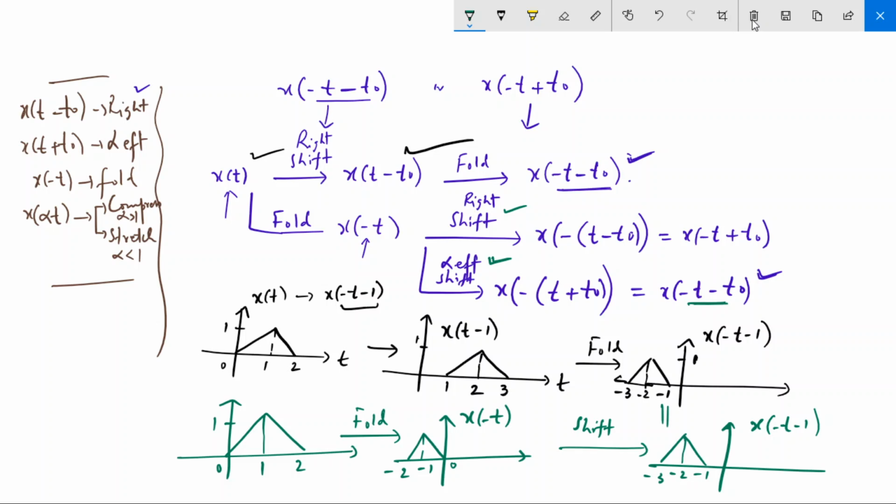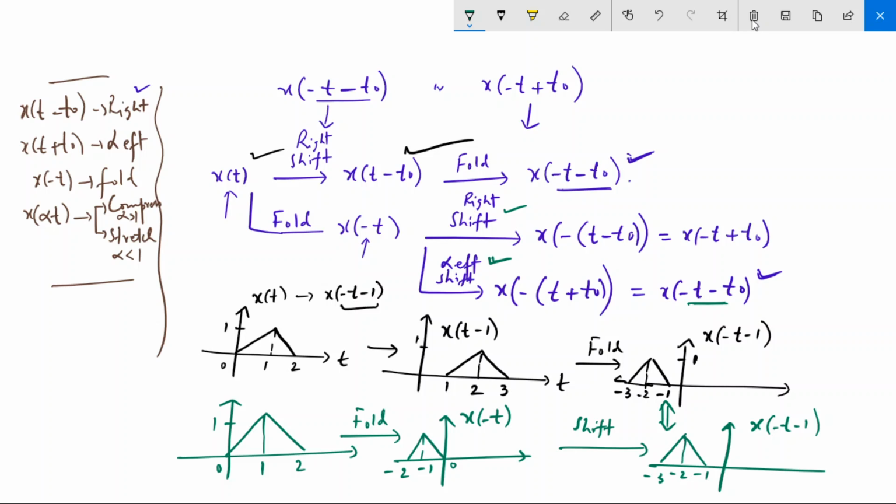And these two signals are exactly the same. Okay, so either you first fold it and then shift, or you first shift and fold, you are going to get the same signal. But if you first fold it and then shift it, you have to shift in the opposite direction. Okay, you have to keep this in mind, otherwise you will get a different signal.